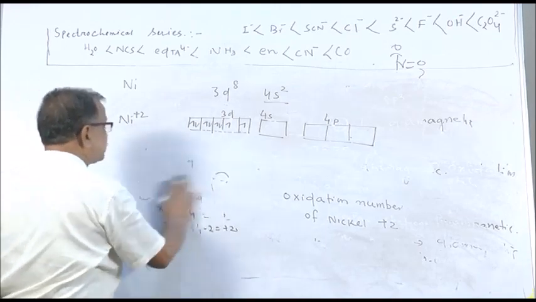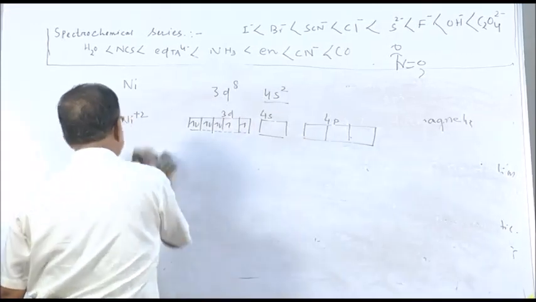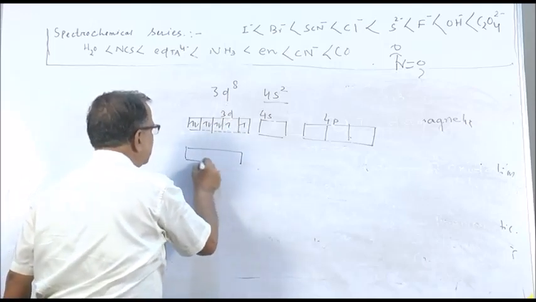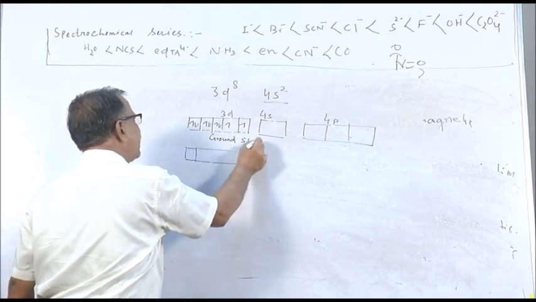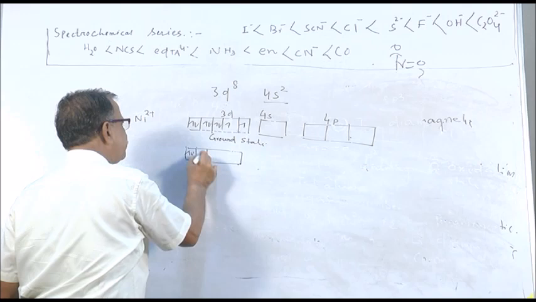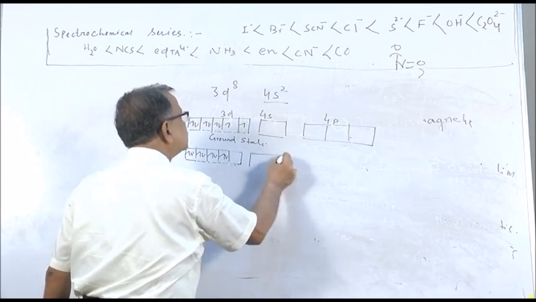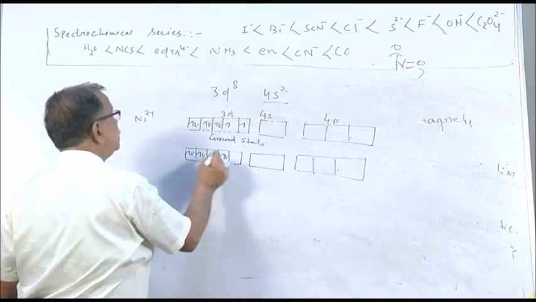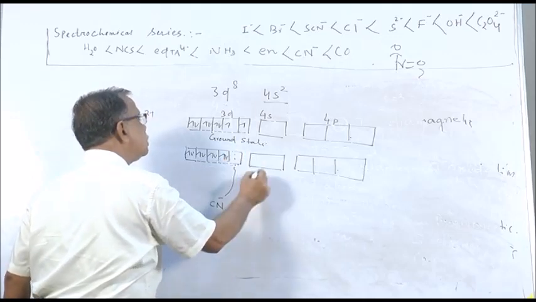Now CN is a very strong ligand, capable of pairing. So for Ni2+ in the ground state 3d8, pairing leaves one d orbital vacant along with the vacant s and p orbitals. So for the hybridization, each CN minus gives two electrons.